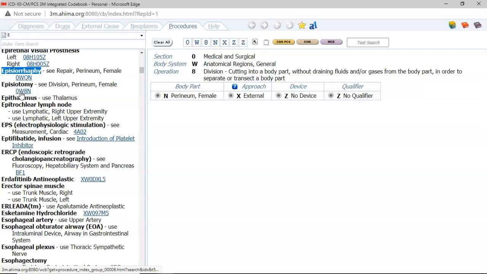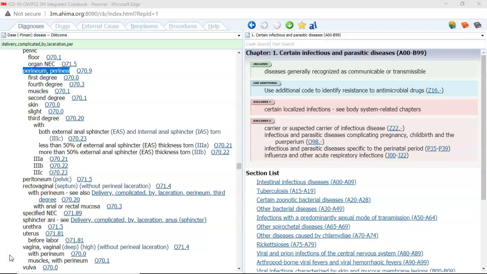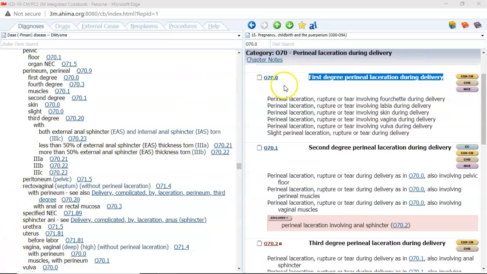Now let's look at the top of page 542. This is a patient who is admitted in labor. She's 40 weeks pregnant. She had an uneventful pregnancy and she delivers a 7-pound live baby boy. She has a first-degree perineal laceration that is repaired. So this is not going to be an O80 because of this first-degree perineal laceration. In the index, we're going to go to delivery complicated by laceration perineum first degree, O70.0. Going to verify that in the tabular. And you can see that my internet is slow this morning. And so here we verify the code in the tabular.